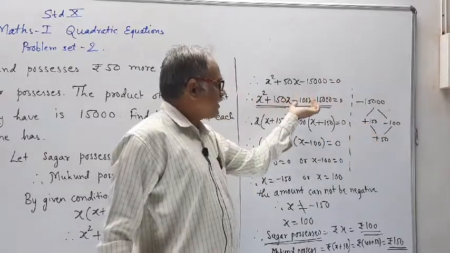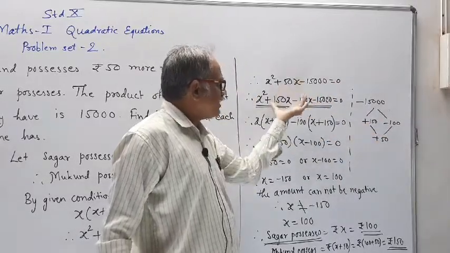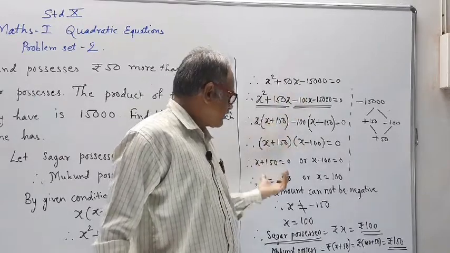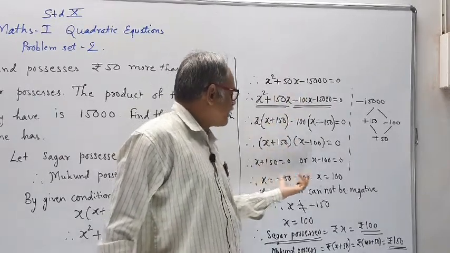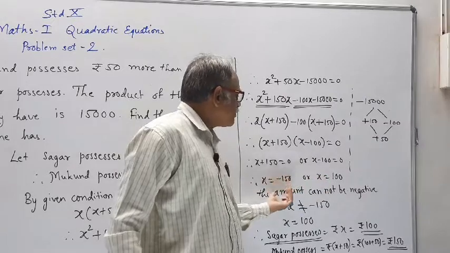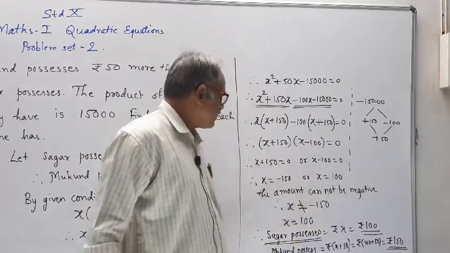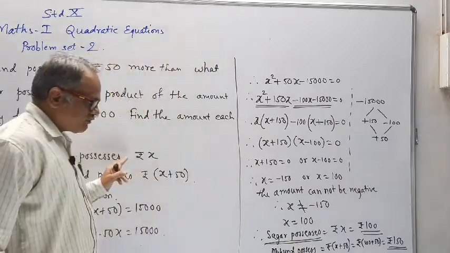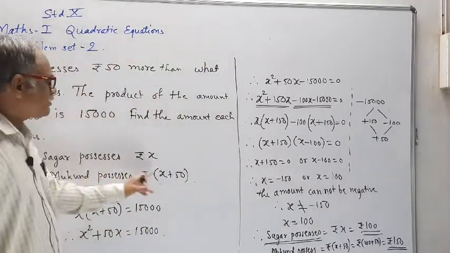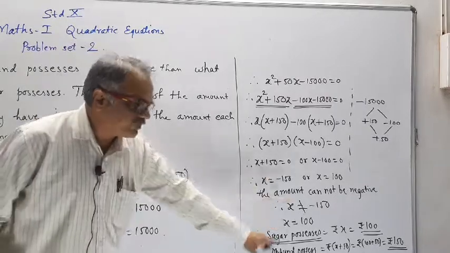Plus 150x minus 100x, 50x is split and factorized. One of the x values comes negative, other positive. x is the amount, it cannot be negative, so x is not equal to minus 150, x is only 100. So Sagar possesses x, that is 100, Mukund possesses x plus 50, that is 100 plus 50, which is 150.